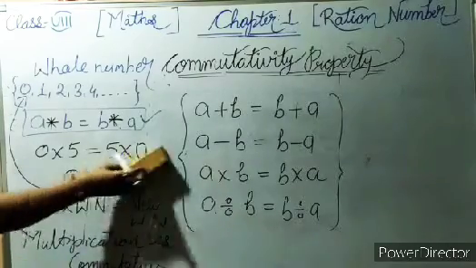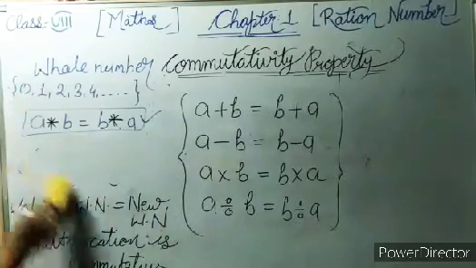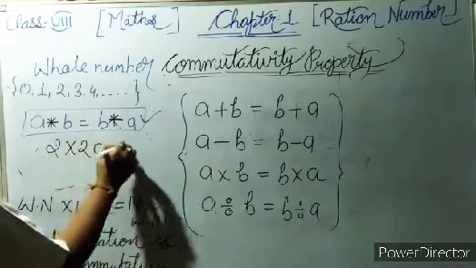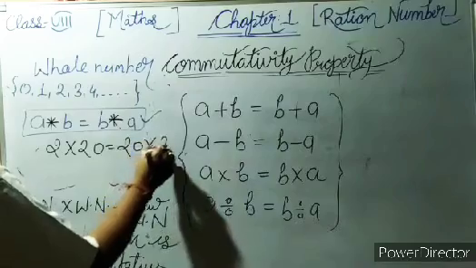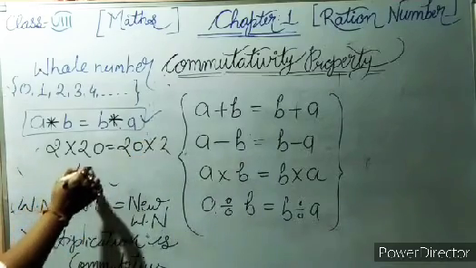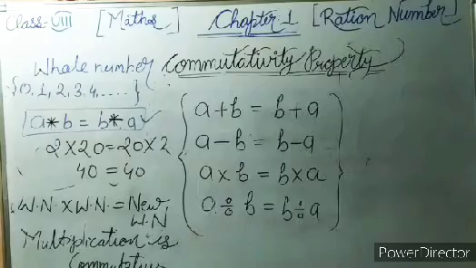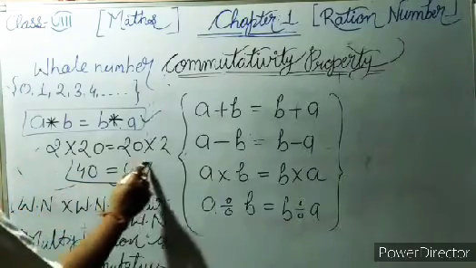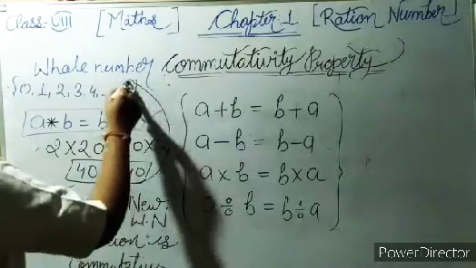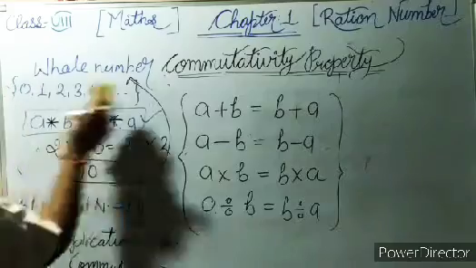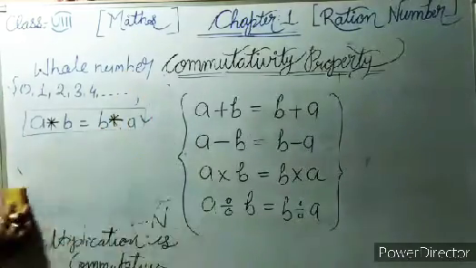You see, if we change this example also, if we multiply 2 multiplied by 20 and we change the place, 20 into 2, we will get 40. Okay, this is equal and it is also a whole number. So we can say multiplication is commutative. Now we move next for division.